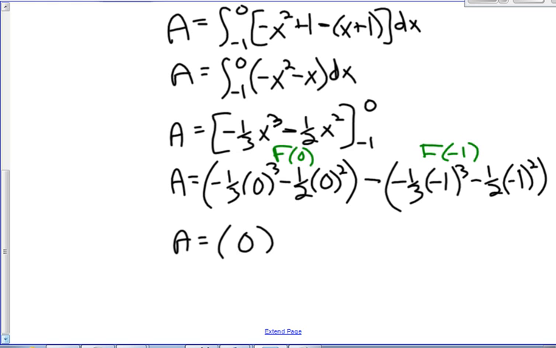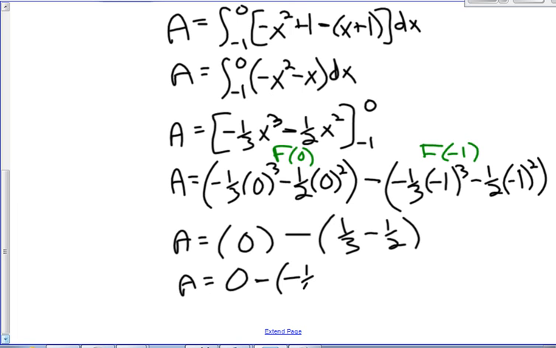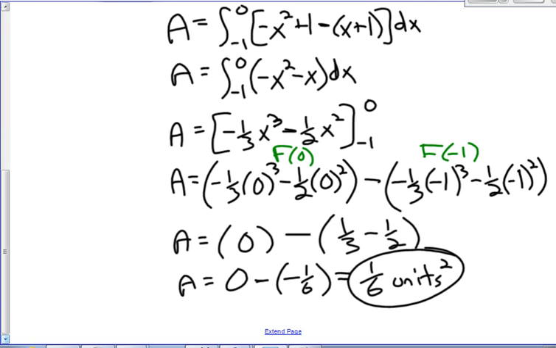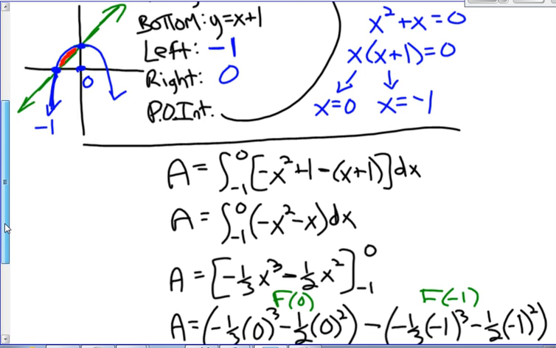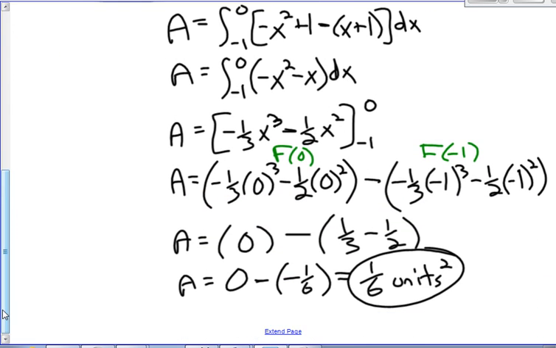This whole thing's going to be 0. This is going to be 1/3 minus 1/2, or 0, minus -1/6. And again, this should give us a positive number in the end. If it doesn't, then something has gone wrong. We get 1/6 units squared. And look at it up there. It does look quite small. That sounds reasonable.